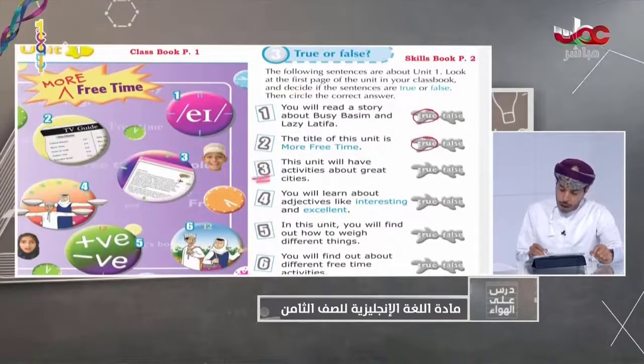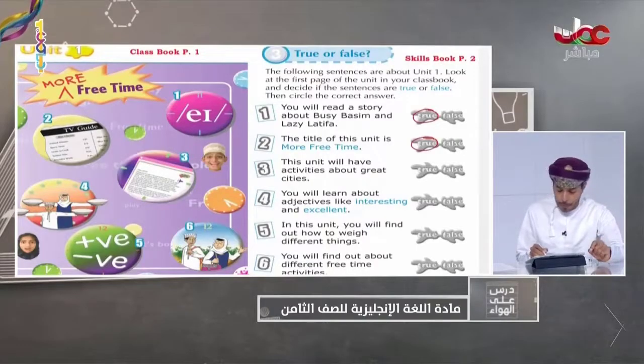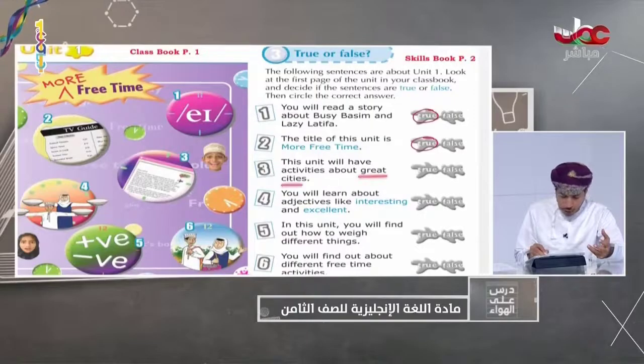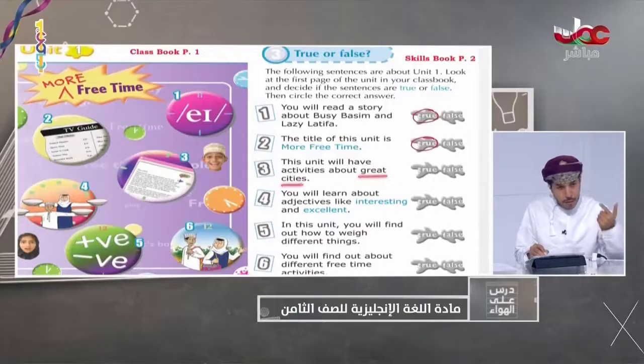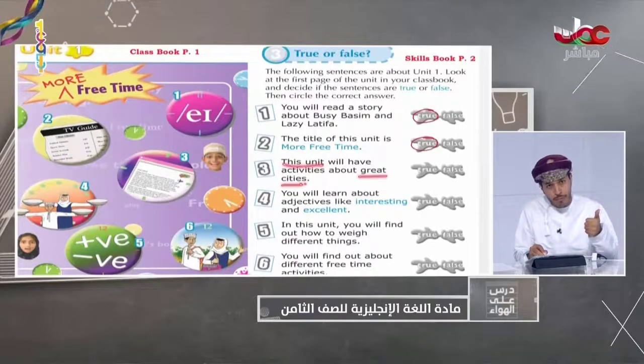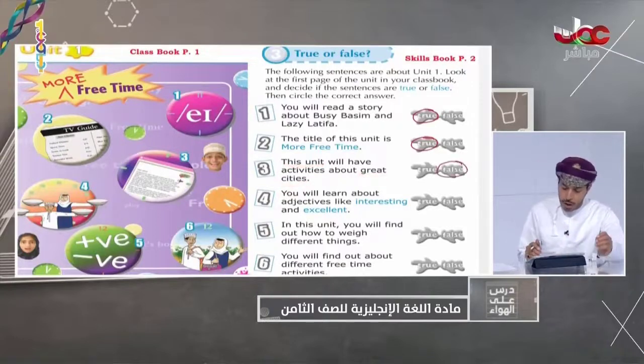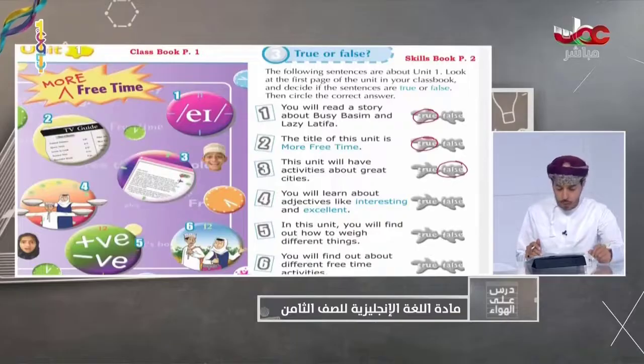Number 3. This unit will have activities about great cities. Wait a minute. We have talked about great cities, right? And we have mentioned Mecca, Muscat as great cities. But are they in this unit, which is unit 1? No. So the answer here is going to be false, because the statement is not true.